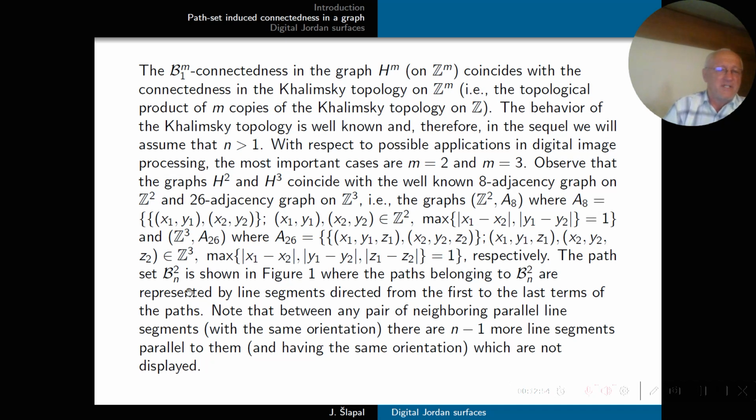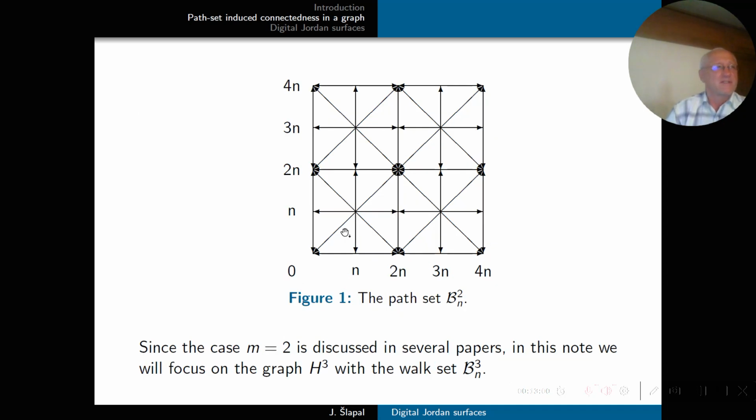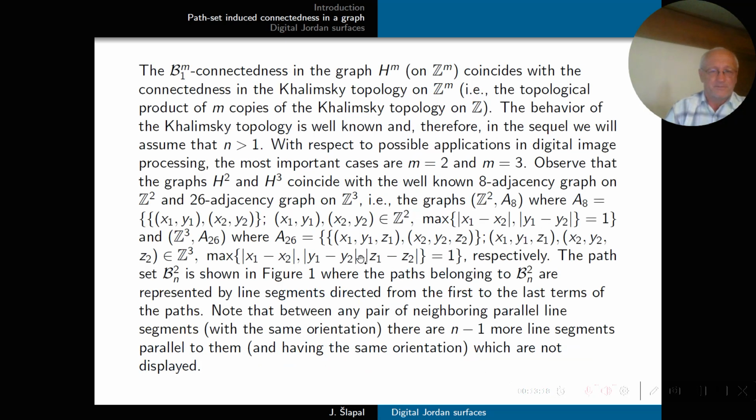The path set B of n to the power of 2 is shown in this figure here. This is the set of all paths. Of course, there are also some paths which are missing between this path represented by this arrow and this path represented by this arrow. There are n-1 more paths, of course. So it is on this figure.